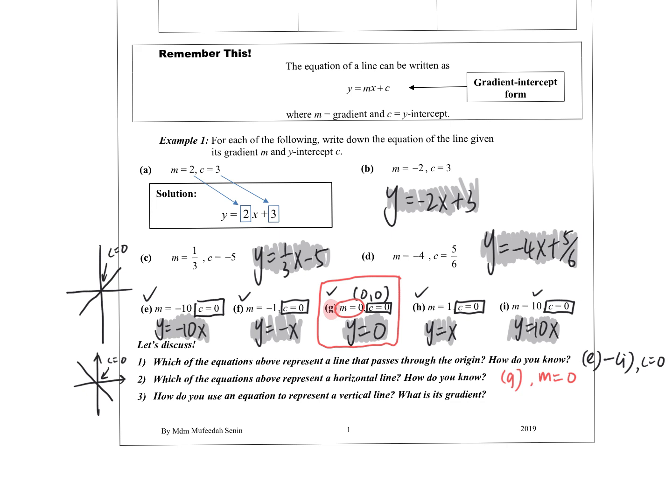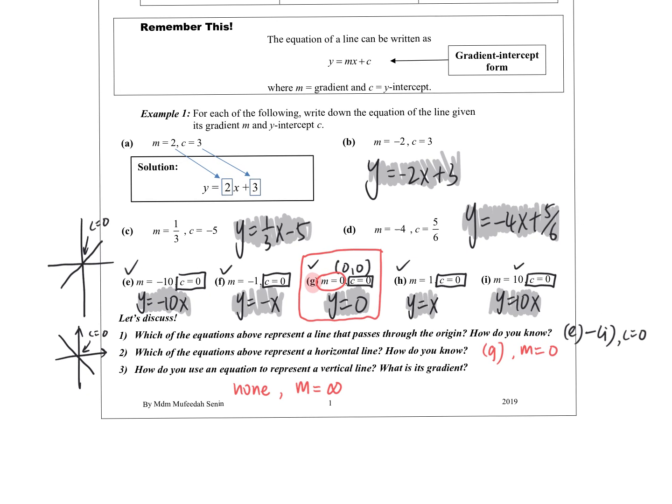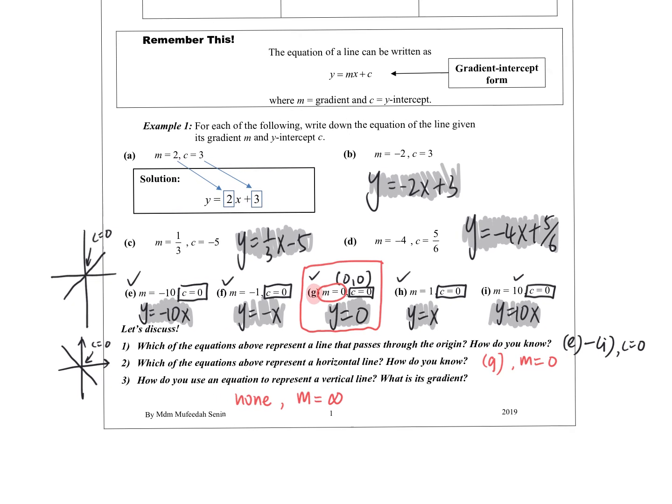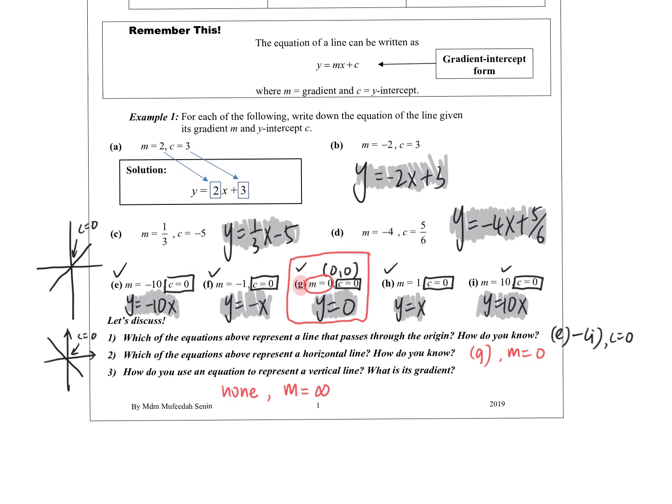Okay, and last one, do you have a vertical line? I think in all these examples, there is none. Because if it's a vertical line, your gradient must be undefined. But for all your examples, they give you a gradient with a value. So these are the answers that were not written by your friends. So please fill that up. Don't leave your notes empty.